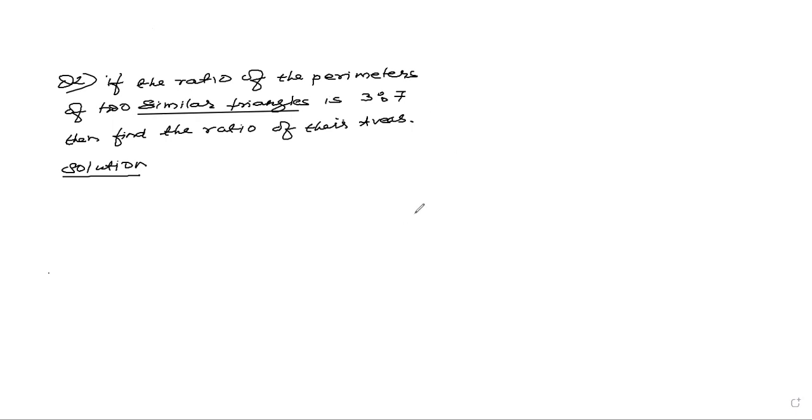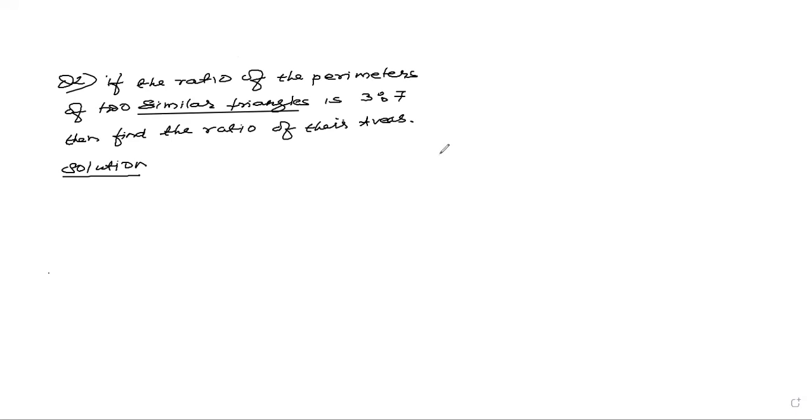The ratio of the areas of two similar triangles is equal to the ratio of the square of their corresponding medians. The ratio of the areas of two similar triangles is equal to the ratio of the square of the corresponding altitudes. The ratio of the areas of two similar triangles is equal to the ratio of the square of their corresponding angle bisectors. The ratio of the areas of two similar triangles is also equal to the ratio of the square of their corresponding perimeters.